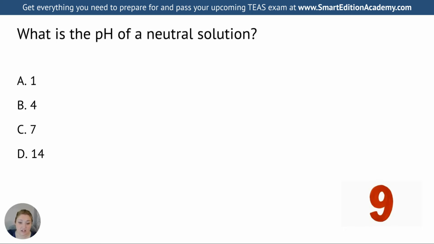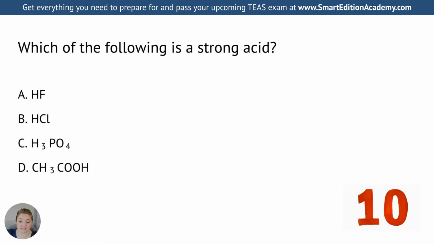What is the pH of a neutral solution? So that pH scale runs from 0 to 14. 7 is our middle marker, which is a neutral solution. So those that said C, good job. C is the correct answer for 7. Our next question.